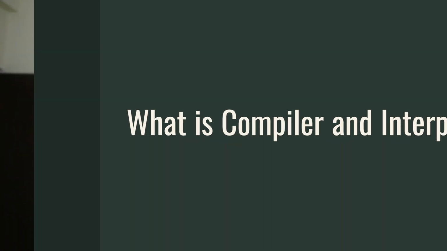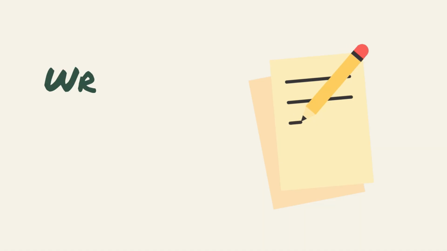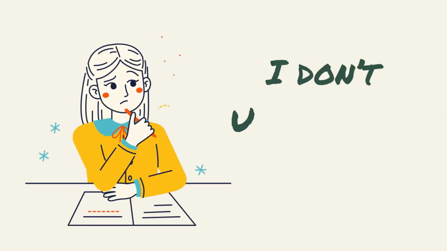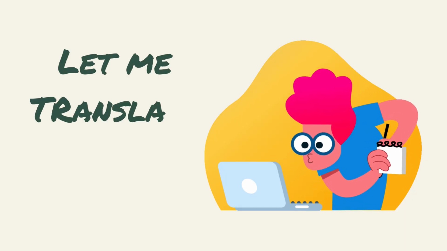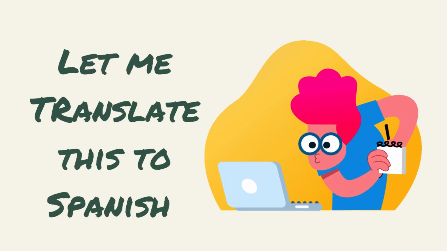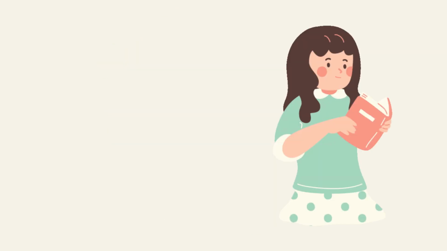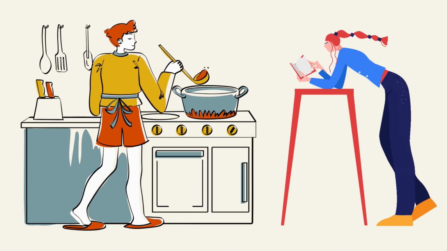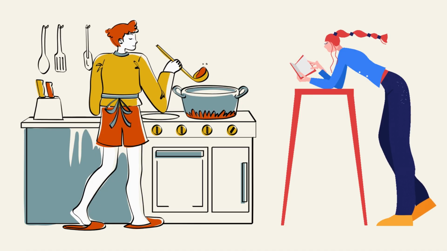Let's first understand what a compiler is and what an interpreter is. Let's imagine you have written a recipe in English, but your friend only understands Spanish. Now you can help them in two ways. The first way would be that you translate the recipe into Spanish first, print it out, and hand it over to your friend. Your friend can go over the recipe and cook it anytime. The second way would be that you sit with them in the kitchen and translate it on the spot, step by step. Like add salt, chop onions, boil water, etc.